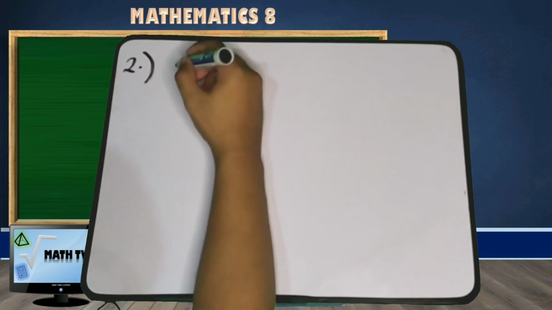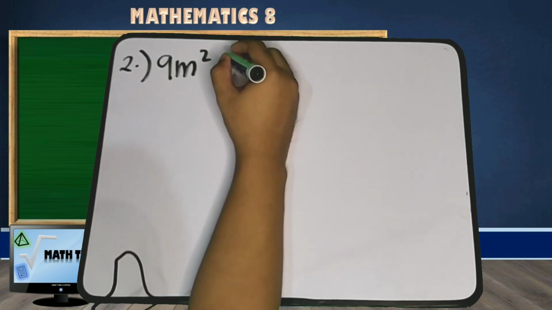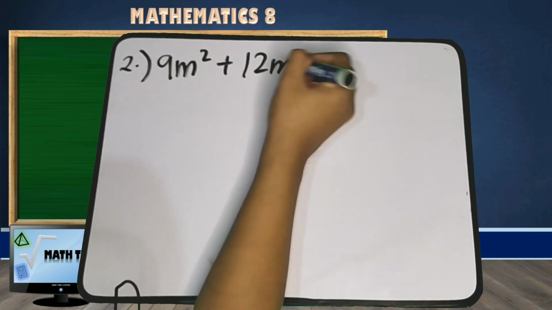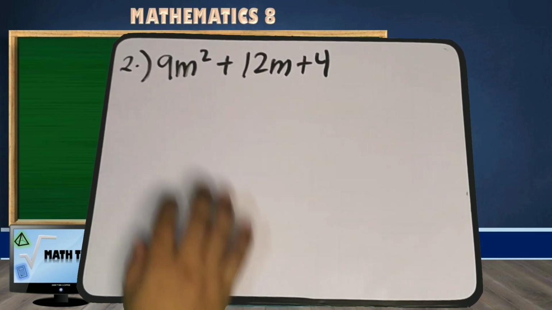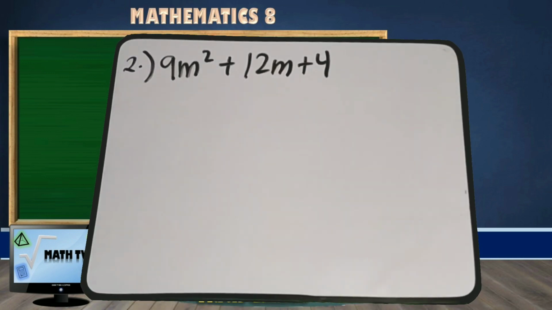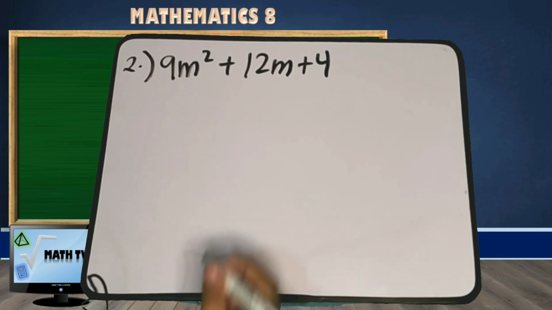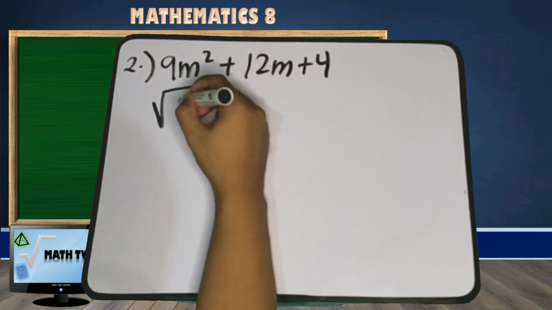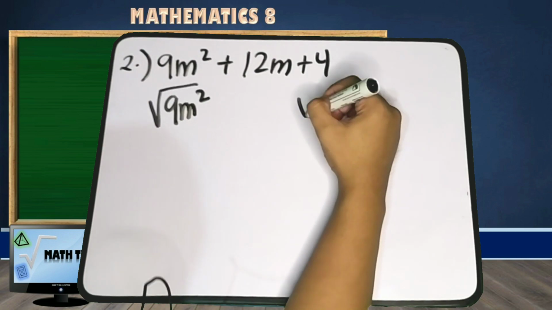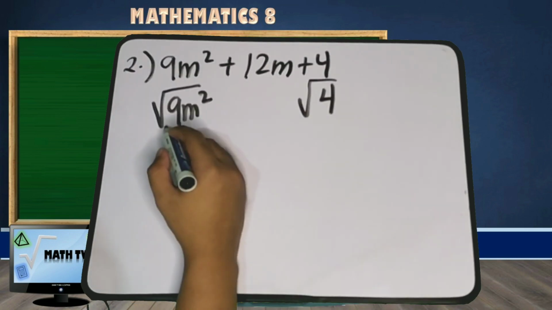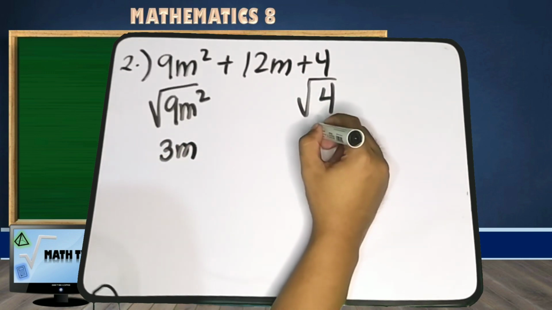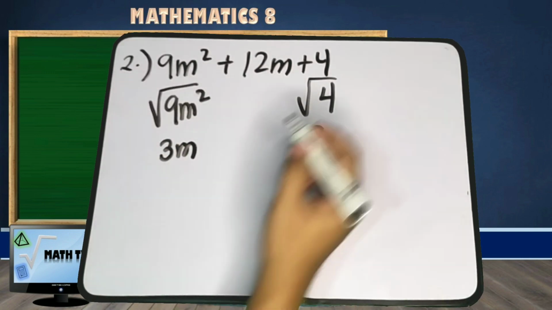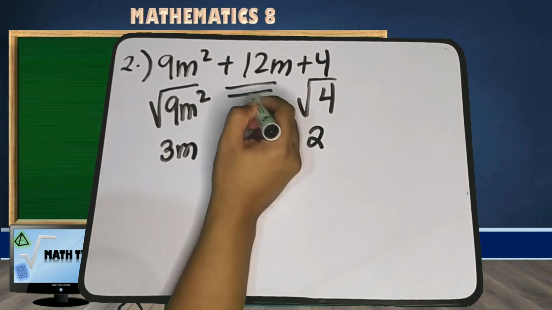Number 2, 9m squared plus 12m plus 4. Let's check first if the first term and the last term are perfect squares. 9m squared and 4 are perfect squares. So let's get the square root of the first and the last term. The square root of 9m squared is 3m. The square root of 4 is 2. Okay? Now, let's check the middle term.